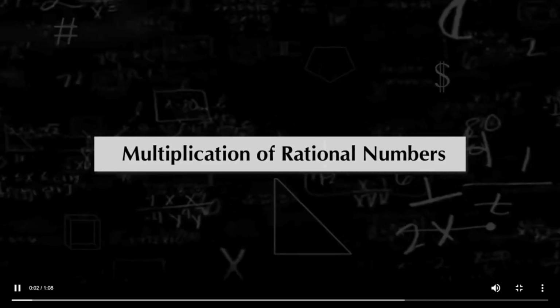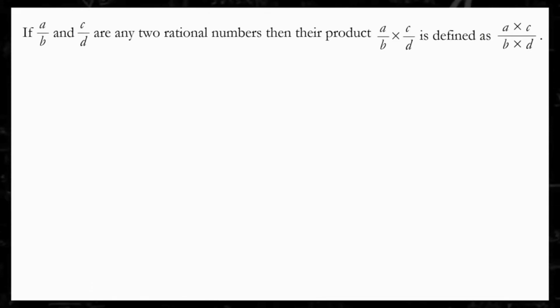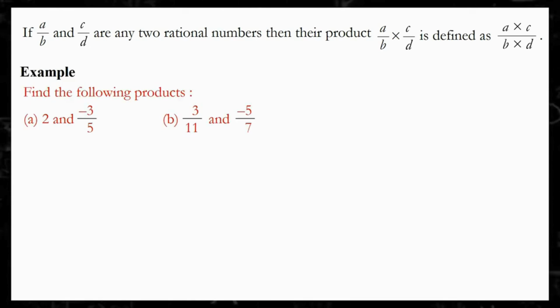Multiplication of rational numbers. If a/b and c/d are any two rational numbers, then their product a/b multiplied by c/d is defined as (a multiplied by c)/(b multiplied by d). Example, find the following products. A. 2 and minus 3/5. B. 3/11 and minus 5/7.